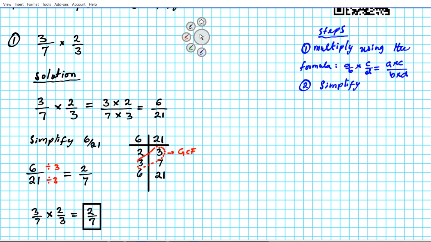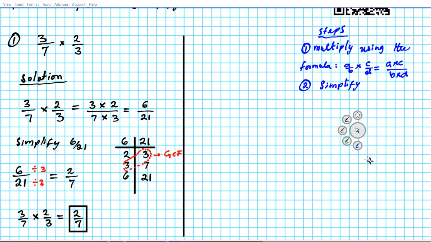Okay, now let's take a look at another example, question number 2. All right, so for question 2, what if you're asked to find the product of 5 over 36 times 6? All right, so let's do this. So what is 5 over 36 times 6?